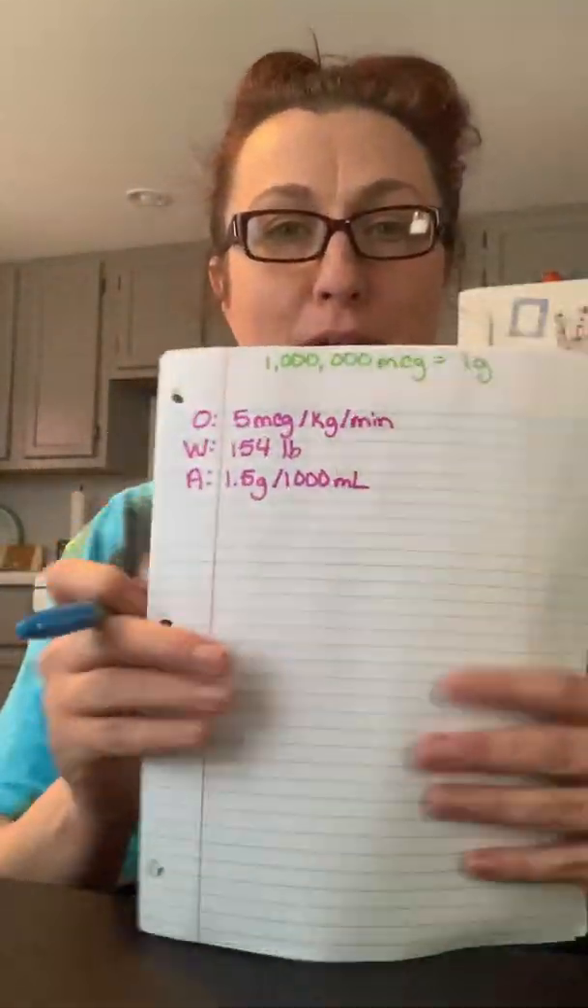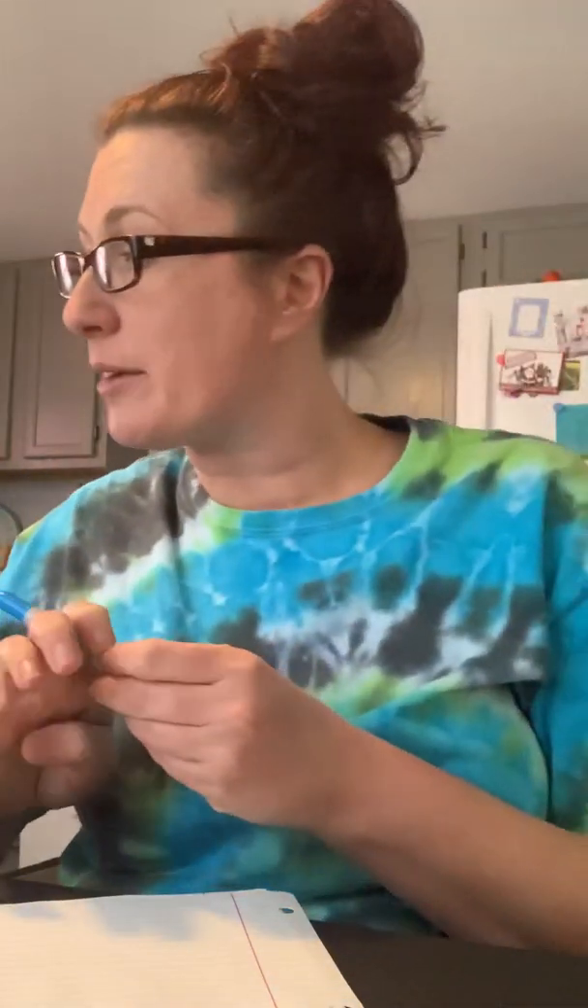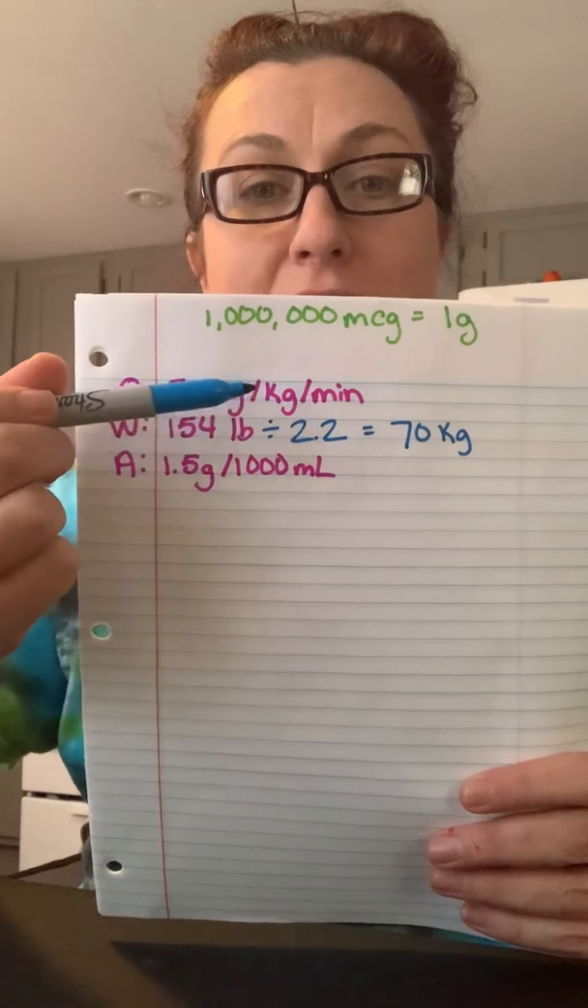All right, so what do we know? We know that we've got 5 micrograms per kilogram. We do have the weight, but it's in pounds. So we know that you have to divide by 2.2 to convert pounds to kilograms, right? So if I divide 154 by 2.2, I get 70. So now I have this information up here that I can just go ahead and plug and chug, right?